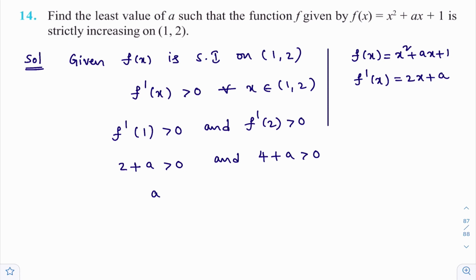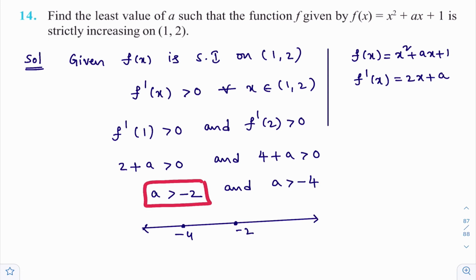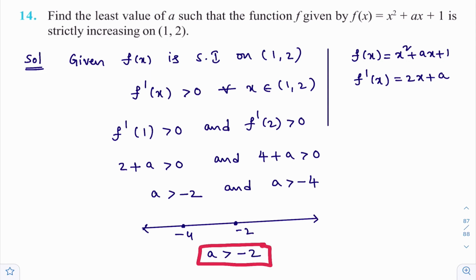From this, clearly a is greater than minus 2 and a is greater than minus 4. You observe on the number line, you mark minus 4 and minus 2 on the number line. What they are saying: a is greater than minus 2, that means this is a is greater than minus 2. A is greater than minus 4 means this interval. If I take the intersection of these two, what I'll get? I'll get that a is greater than minus 2. So from this, what I can say? The least value of a is minus 2.